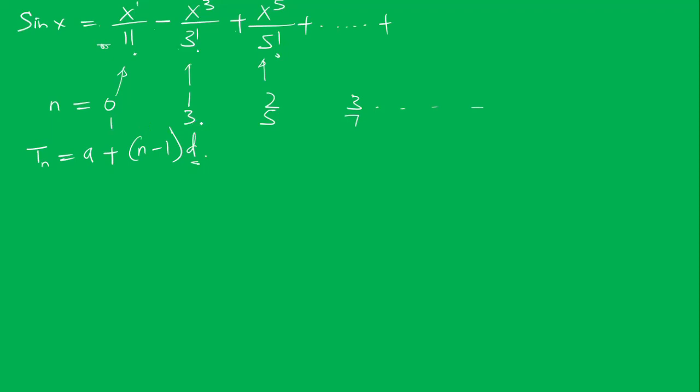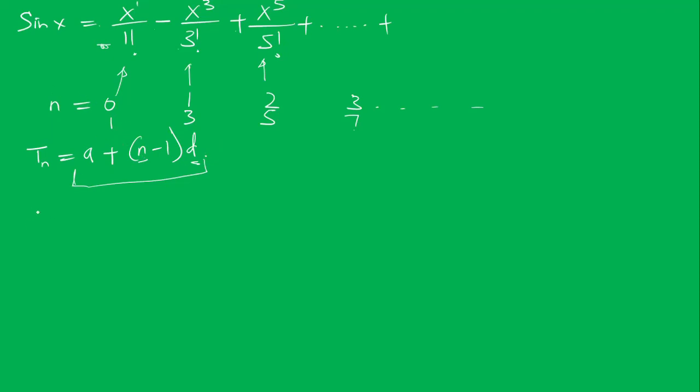The difference is 2. The difference from 5 to 3 is 2. So that is why the next one should be 7. Now, but this formula, n starts with the first term, it always is n equal to 1.